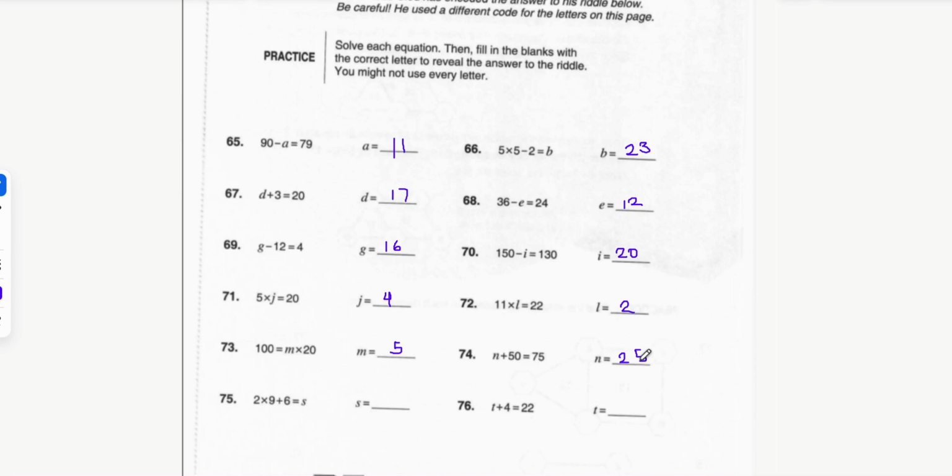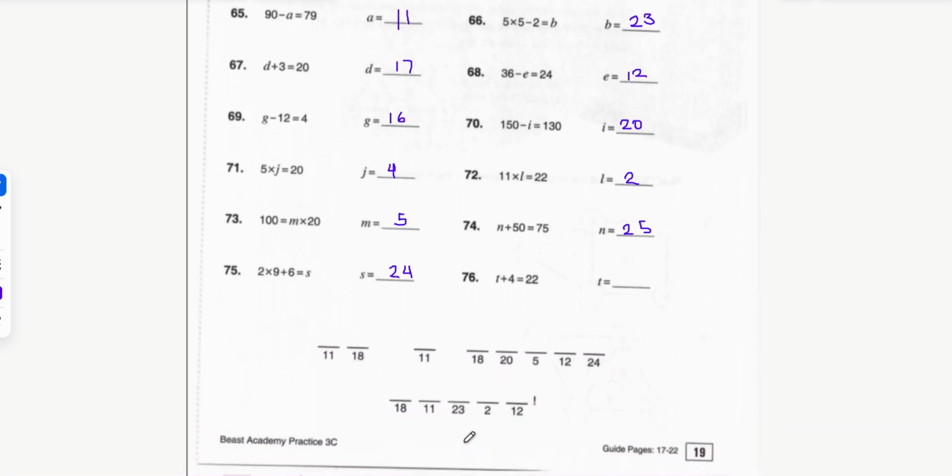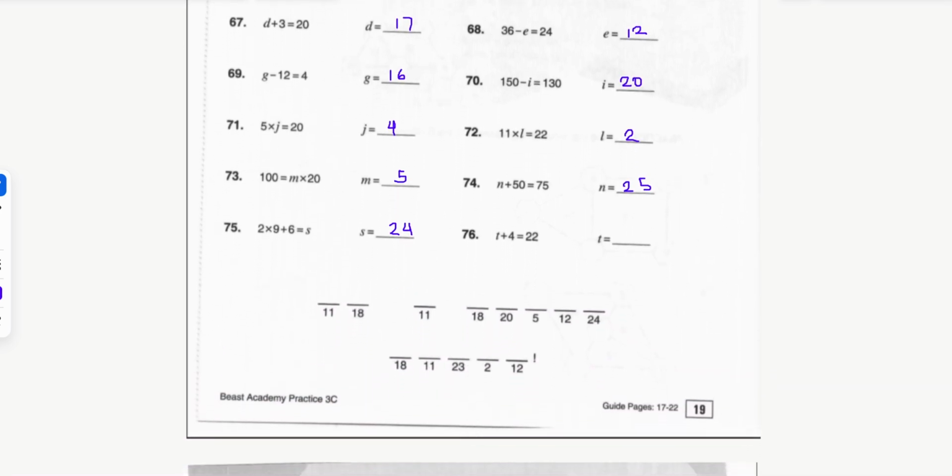2 times 9 plus 6 equals S. 2 times 9 is 18, plus 6 is 24, so S equals 24. And T plus 4 equals 22. 22 minus 4 is 18, so T equals 18.